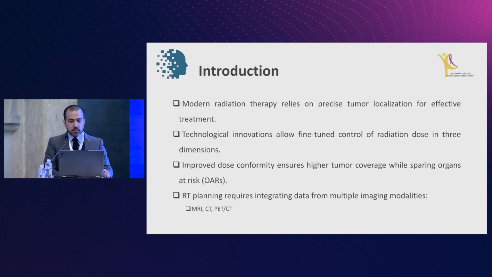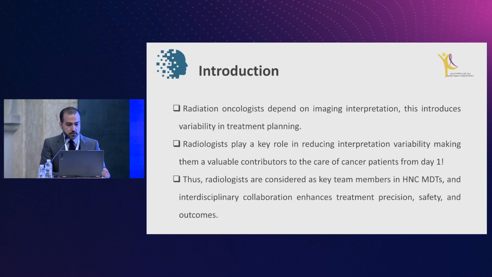As I mentioned in my previous presentation, modern radiation therapy relies on precise tumor localization for effective treatment. So as radiation oncologists, we heavily depend on images for our treatment. With advancement in technology, we are able to fine-tune our radiation dose around the tumor, and we are able to spare the organs at risk. So we depend on image interpretation. This introduces variability in treatment planning.